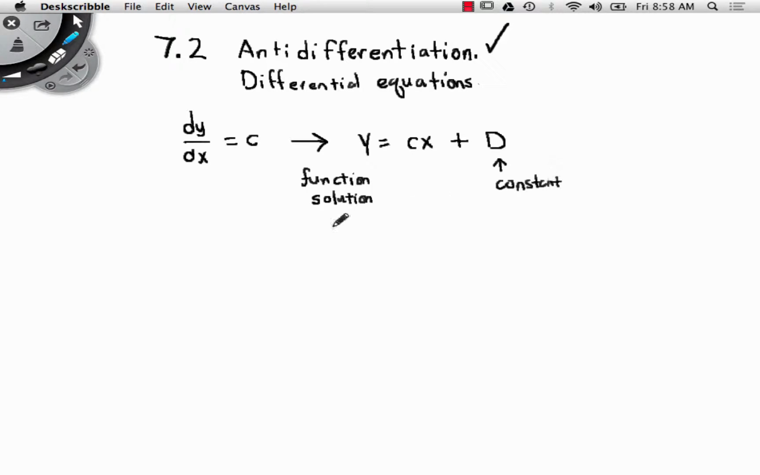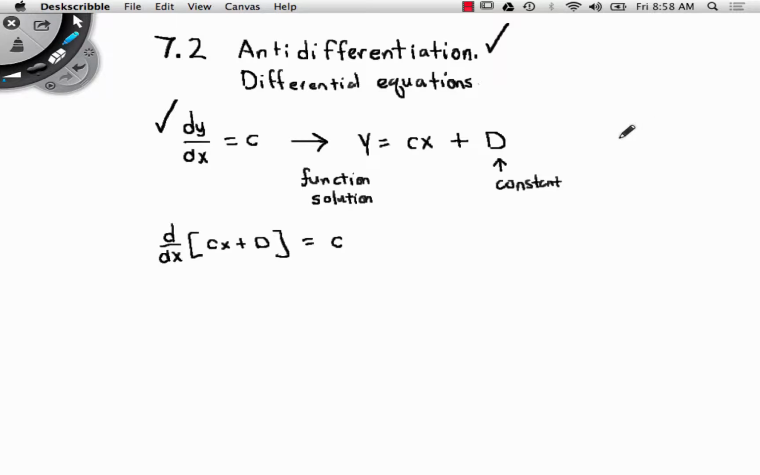So, can I convince you that if you differentiate cx plus d, well, the derivative of cx would be c, and the derivative of d, since d is a constant, is 0. So can I convince you that the derivative of cx plus d is c? Yes. This is one kind of differential equation, one type, okay?